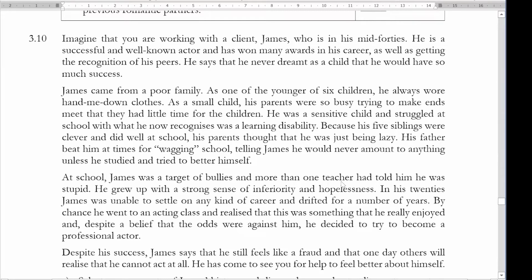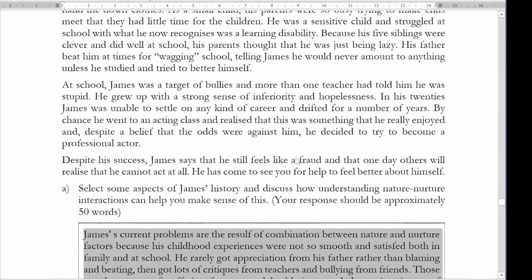Telling James he would never amount to anything. Maybe like never come to anything, add up to anything. I guess we use amount with sometimes counting. So you'll never be anything, is what his father told him. Like people may think he is useless, cannot do anything. Unless he studied and tried to better himself. At school, James was a target of bullies, and more than one teacher had told him he was stupid.